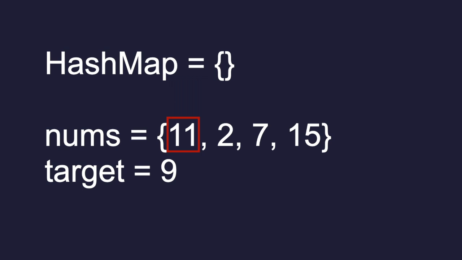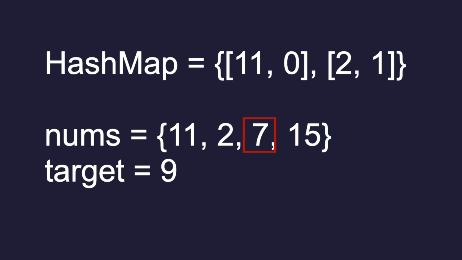We start by comparing 11 to all of the keys stored in the hash map, which right now is empty. We see that there is nothing in the map that can be used with 11 to equal 9, so we store 11 as the key and i, which is currently 0, as the value. Then we move on to 2. We check the hash map again to see if there's anything that can be used with 2 to sum up to 9, and find that 11 plus 2 does not equal 9, so we store 2 and the current index, which is 1. Next, we are at 7.